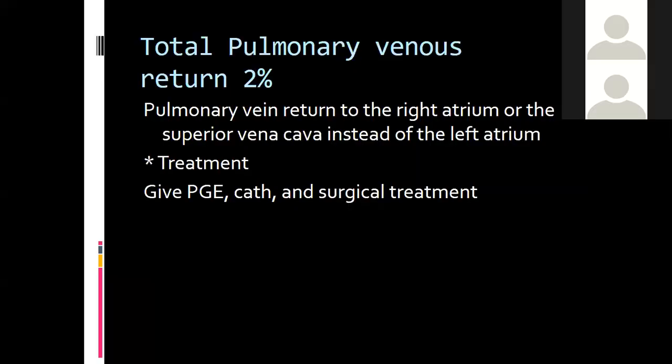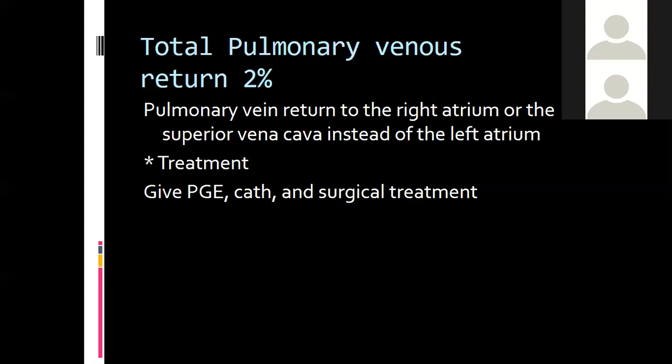Now there is total pulmonary venous return. It comprises only about 2% of cases out of the total congenital heart disease. In this condition the pulmonary veins return to the right side.